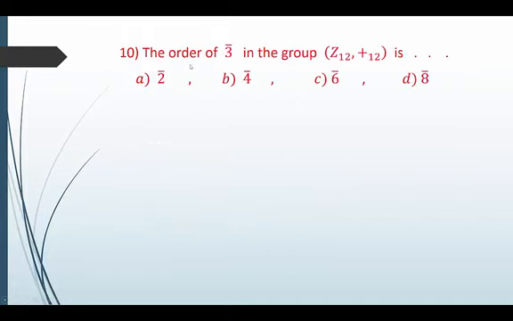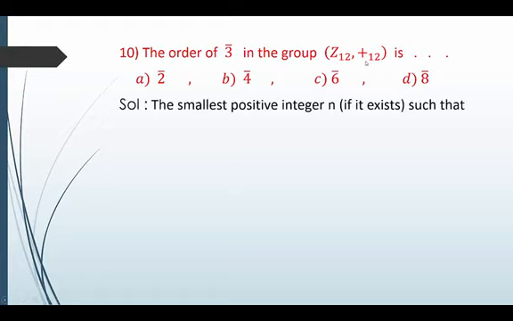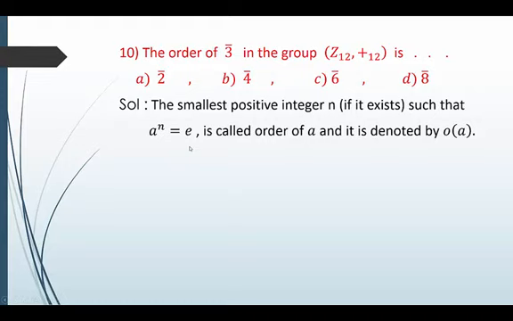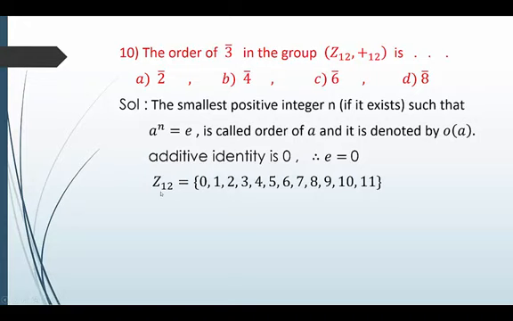10. The order of 3 in the group Z12 addition is dash. Operation is addition. So in addition, identity element is 0. The smallest positive integer n, if it exists, such that a raised to n equal to e is called order of a, it is denoted by order of a. Additive identity is 0. Here operation is addition. Additive identity is 0, e equal to 0. Z12 equal to 0 to 11.